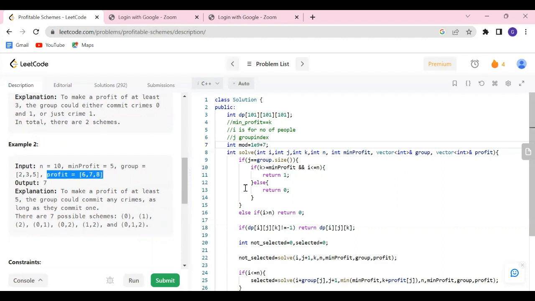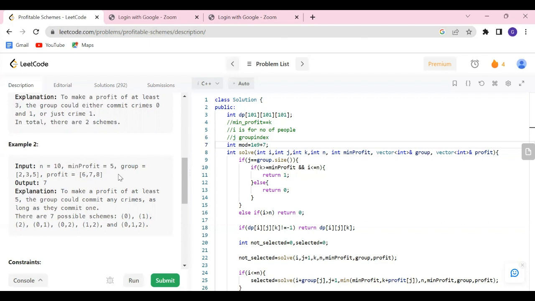So what we can do, we can take individually every group. Like the group of 0, which is a group of 2 people, makes profit of 6, which is greater than 5. Then group of 3 people make profit of 7. Then group of 5 people make profit of 8. Or we can take this group of 0 plus group of 1, that is 2 and 3 together, which is less than 10, which makes profit greater than 5.